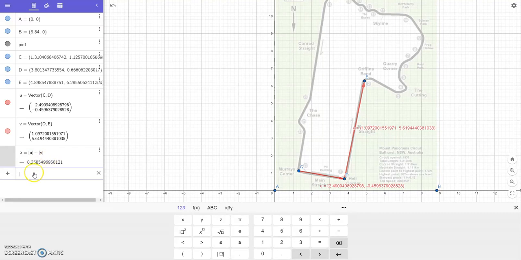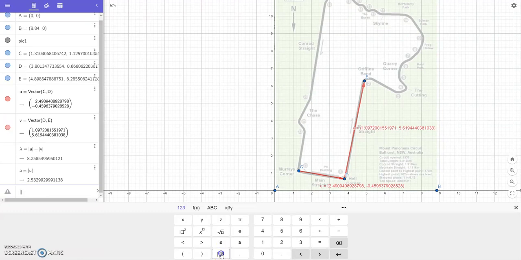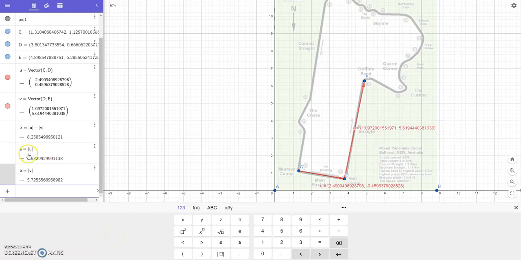If I wanted to do them separately, you could actually just type in magnitude u, and then I could type in magnitude v. So let's have a look here at the moment. The length of vector u is 2.53. The length of vector v, the magnitude, is 5.73. This lambda symbol is the magnitudes of them added together, the sum of the magnitudes.